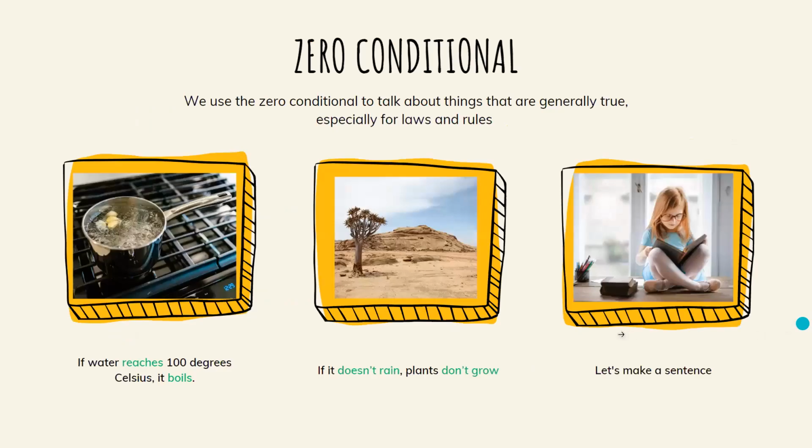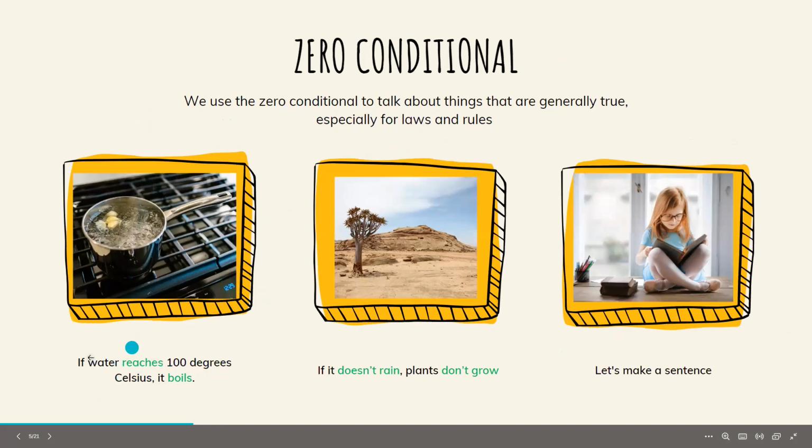And now let's look through each conditional one by one. So first, zero conditional. Firstly, we'll talk about the zero conditional. We use the zero conditional to talk about things that are generally true, especially for laws and rules. So let's look at the sample sentences. If water reaches 100 degrees Celsius, it boils. So what is that?